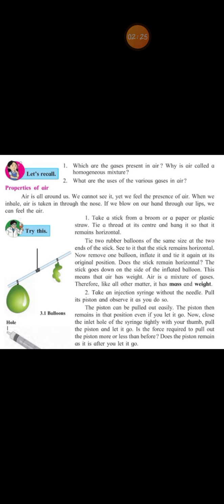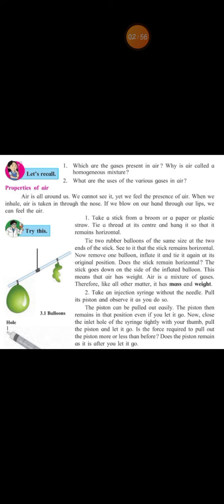So, children, what do you all observe? Does the stick remain horizontal? No. The stick goes down on one side, right, children? This means that air has weight. We all know that air is a mixture of gases, right? So, children, the first property is that air has mass and weight.